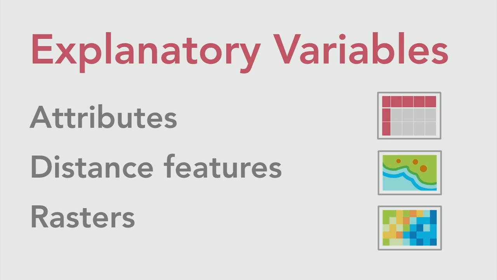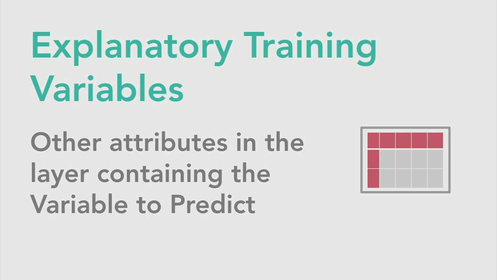So in order to train our model, we have to give it explanatory variables. And the tool accepts those as three different types of inputs: attributes, distance features, and rasters. So the attributes, the explanatory training variables, those are the other attributes in the table with your variable to predict. And this is kind of the most common way that we think about this. So if I were predicting dog breed and I had a table with dog breed and then all those other variables like age, size, color, weight, those would be the other explanatory training variables in my table.